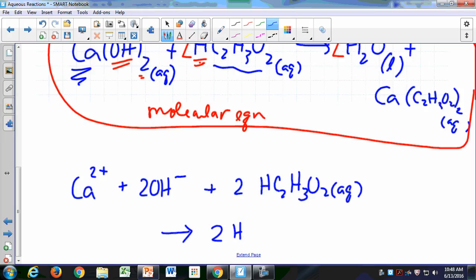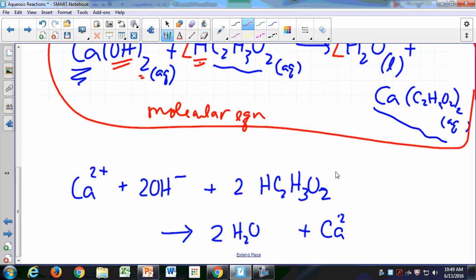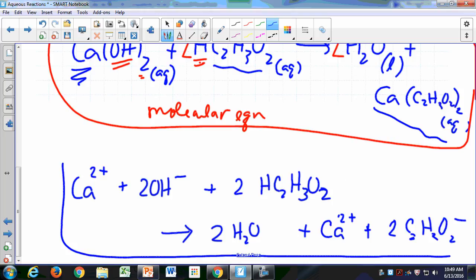Yields 2H2O liquid plus calcium acetate, this is an ionic compound, so that should be written separately. Calcium ions, aqueous. Let's just leave out the aq label here to make things simple. You can keep it there if you want for completeness. I just want to make it easier to read. Calcium ions plus 2 acetate ions, 2C2H3O2 negative. Okay, so this is your ionic equation.